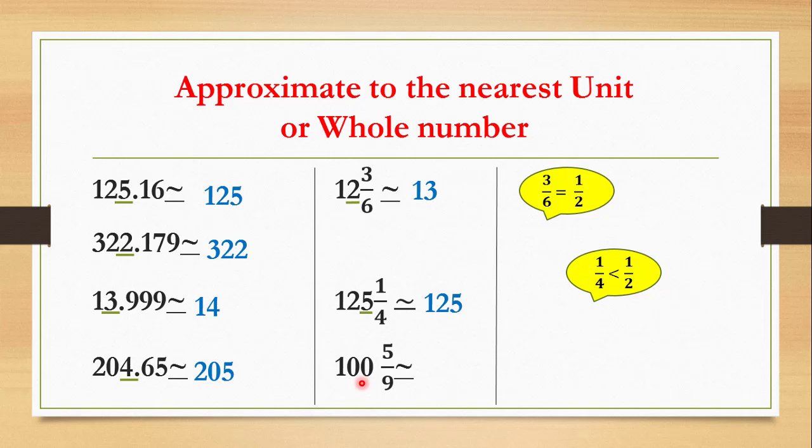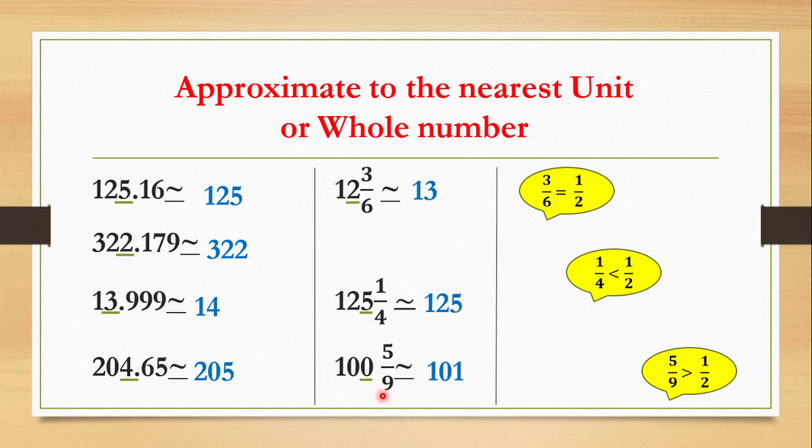Okay, let's move to 100 and 5 over 9. In the same way, I'll take the fraction 5 over 9 and compare it with half. The unit here is 0. If this fraction is equal to or more than half, I'll add 1 to the 0. If this fraction is less than half, don't add 1. Okay, let's compare. 5 over 9 is greater than 1 over 2. 9 times 1 equals 9, 2 times 5 equals 10. So 5 over 9 is greater than 1 over 2. So in this case, I'll add 1 to the unit. The approximation will be 101. Okay, it's very easy.